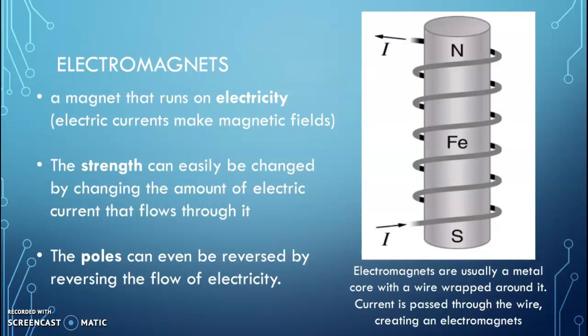And the thing that's cool about these, that's a little different from the ferromagnets, is that the strength can be changed because you can determine how much current you want to send through it, and it can be reversed because you can change the way that the electrons flow. So that's pretty cool about electromagnets.